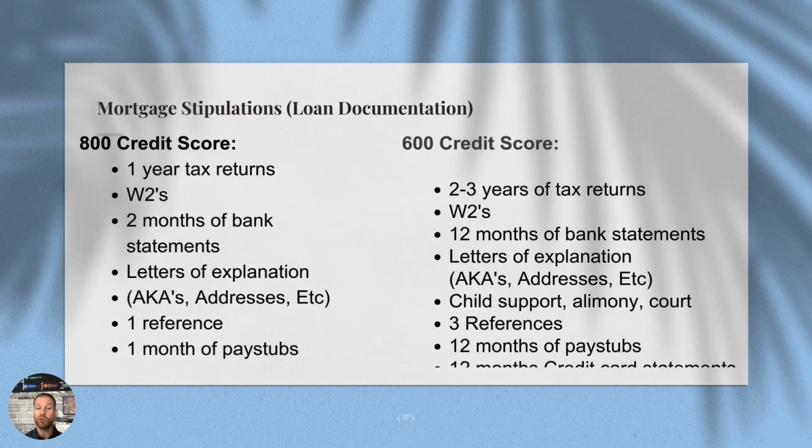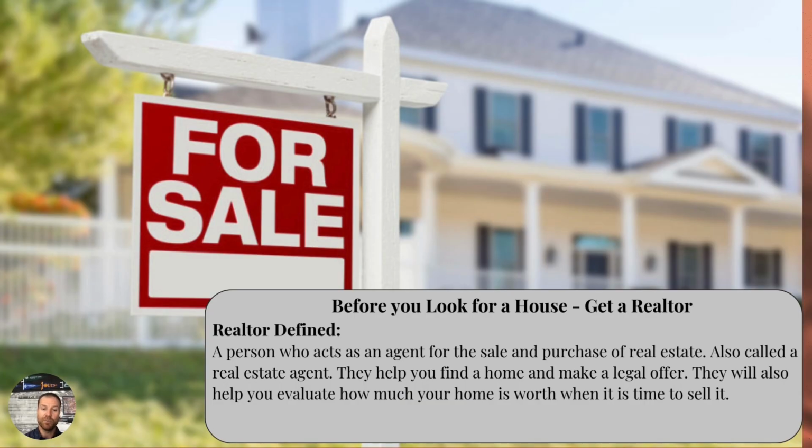If you have any child support or alimony or court orders or anything like that, multiple references, 12 months of pay stubs, 12 months of credit card statements, and the list goes on and on. This is all subject to variability based on what your individual circumstances are, and it also depends on what the financial institution's requirements are. But the bottom line is I'm trying to show you the benefit of having good credit versus bad credit when you go to buy a home.